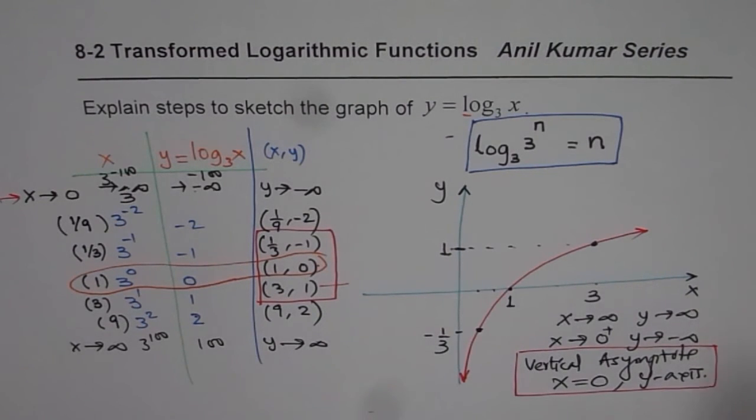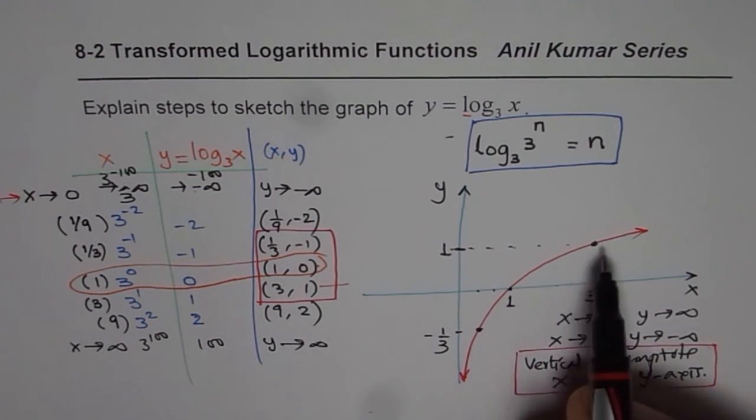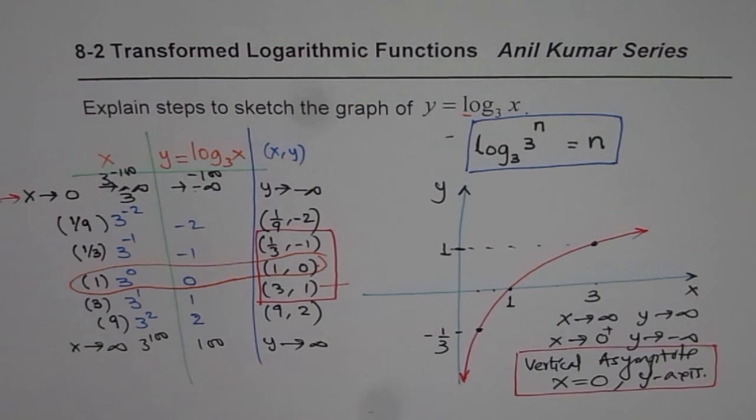Now once you have to transform the function, show the transformation of at least these 3 points and the vertical asymptote. That should give you a fairly good graph and fetch you excellent marks.